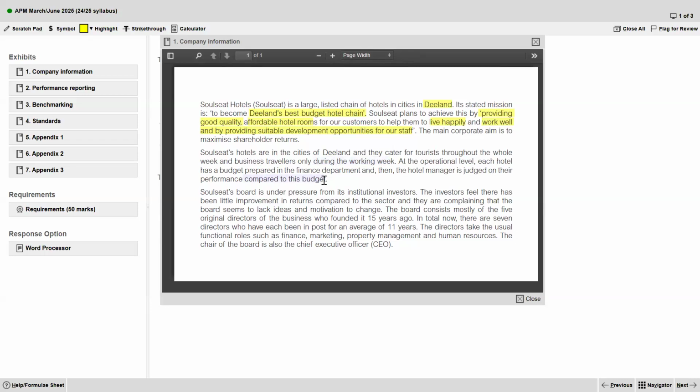So what happens is that at operational level, each hotel has budget prepared in the finance department. So budget is being prepared by finance department, and then the hotel manager is judged on their performance compared to this budget. Now, what I'll just do is that I'll simultaneously go about telling you stuff, letting you know the things so that you know how to handle such type of a question, right? Okay, let's see.